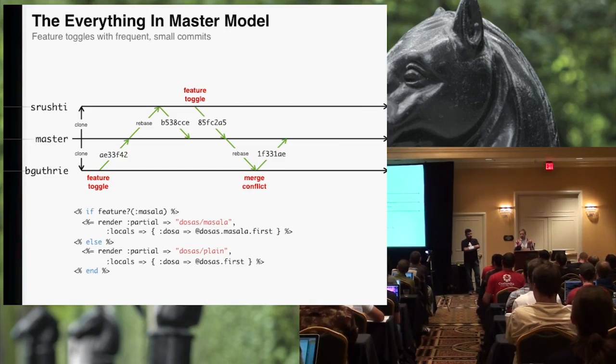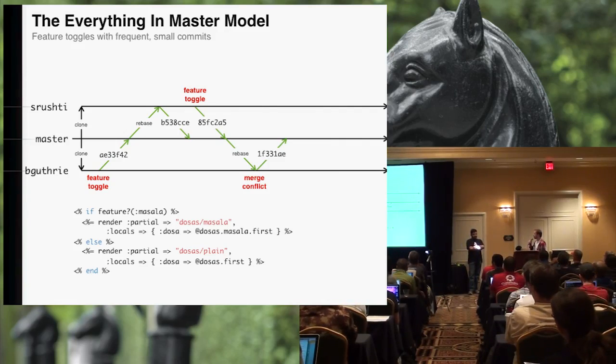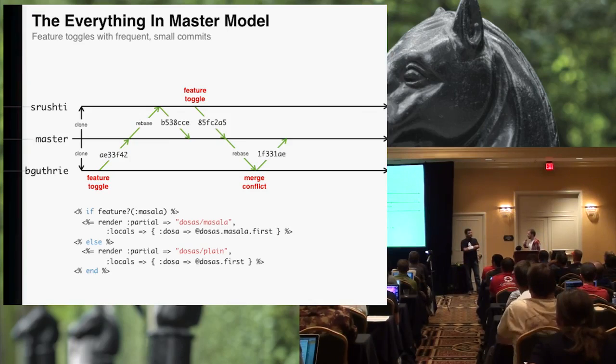For long-running features, for things that you do not want visible to the user interface, that's an example of what I'm talking about right down there, right? It's if the masala feature is enabled, then we render a masala dosa, which is more delicious than a plain dosa, I happen to think. Yes, it's got some agreement from the audience there.